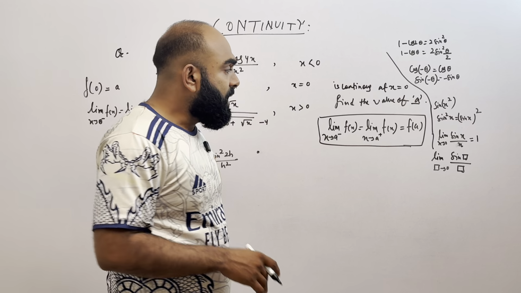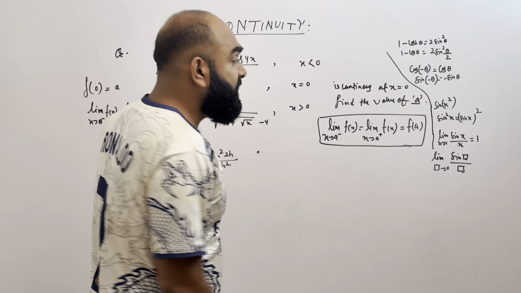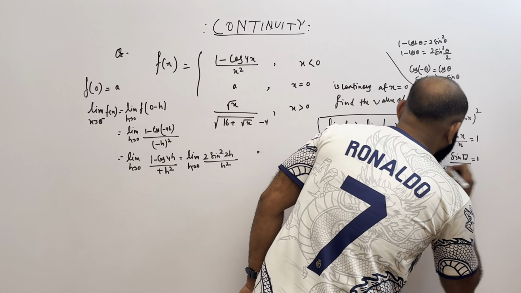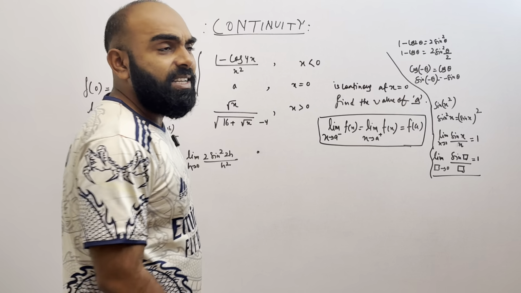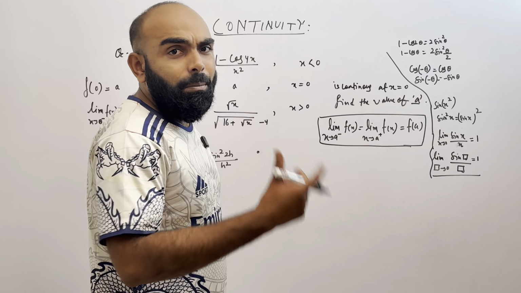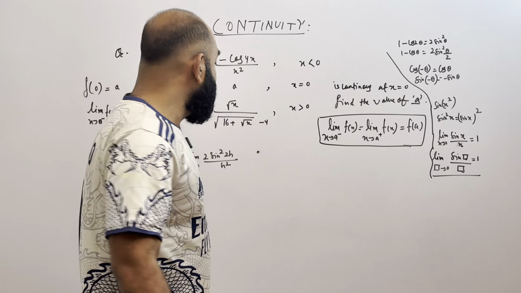Okay, sir. Sine of dabba divided by dabba when dabba tends to 0, value will be 1. Remember it like this, it was very easy for you. Sine of something box, that dabba, so sine of dabba divided by dabba when dabba tends to 0, value is 1.